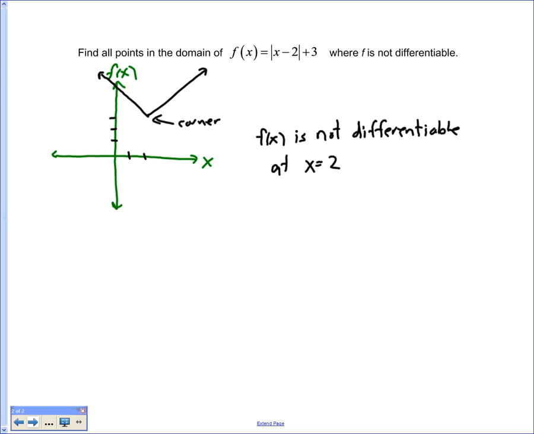Everywhere else it is differentiable. For example, here at x equals 1, it's definitely differentiable. The limit as we approach from the left of the difference quotient is equal to -1, and the limit as we approach from the right of the difference quotient is -1. Remember, when I say difference quotient, I'm talking about this expression, the expression that we're using for the slope of the secant.